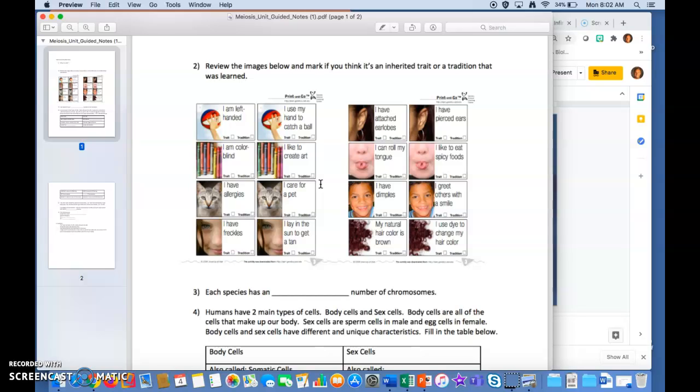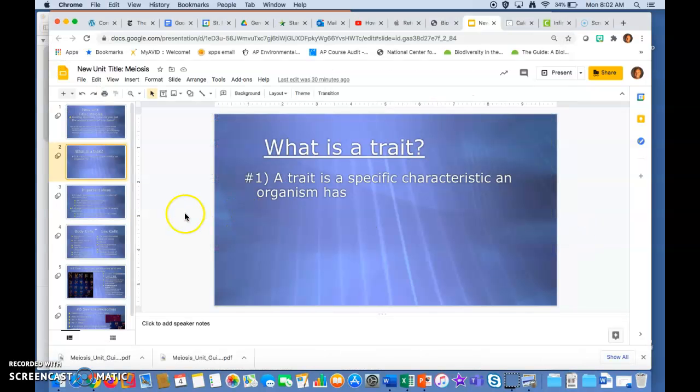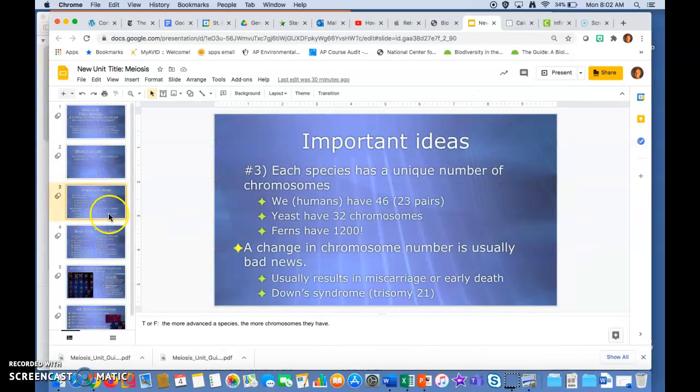So look at these and kind of make your best guesses. We can go over the right answers later this week, but I want you to start thinking about what did you inherit from your parents and what did you learn throughout the years through traditions. Okay, because it's all going to be related to what we're going to be talking about.